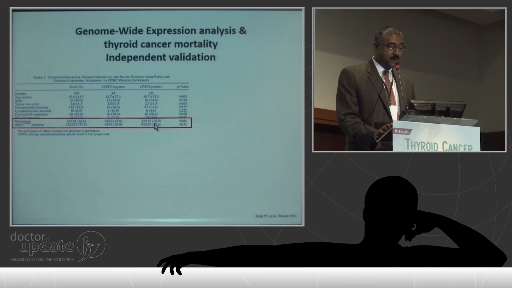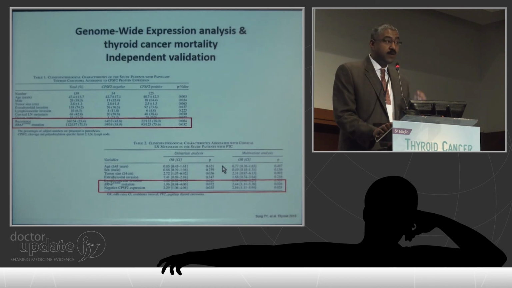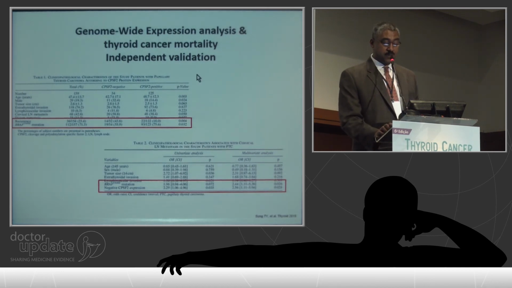What did they find? Patients that didn't have expression of this protein had a much higher rate of recurrence as compared to those patients that had expression of these proteins in this tumor. And they also found that this was actually independent of BRAF mutation status. So perhaps this is something you could use in the clinic to study.